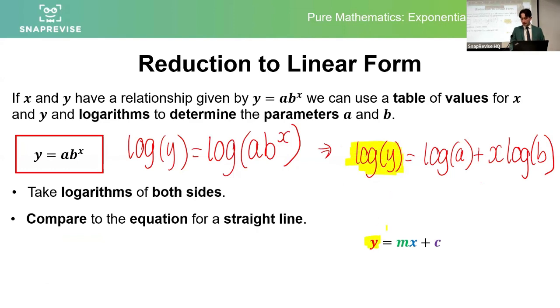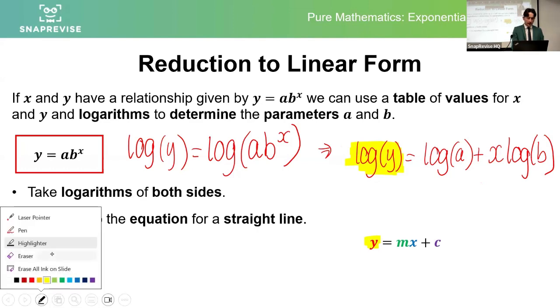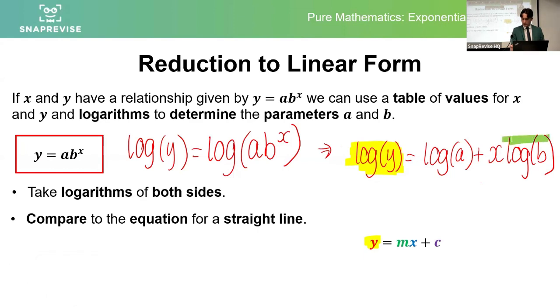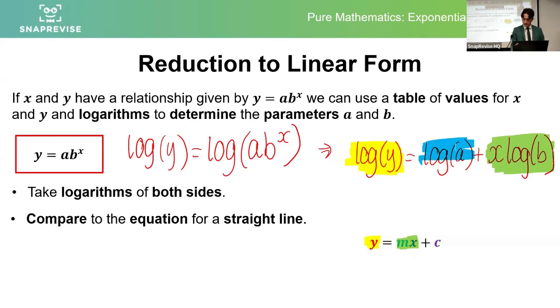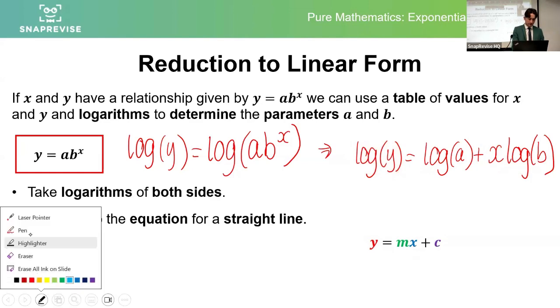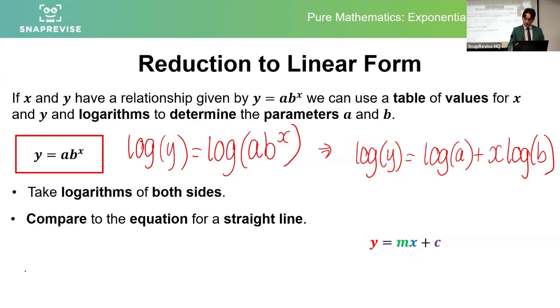Instead of y, we have log y. Instead of mx, we have log b lots of x. And instead of c, we have log a. Okay, so I'm going to do this now with arrows, but this is literally a matching up process. So log y is like our y, log a is like our plus c, and the log b is like our m, because it's the bit that goes with x.